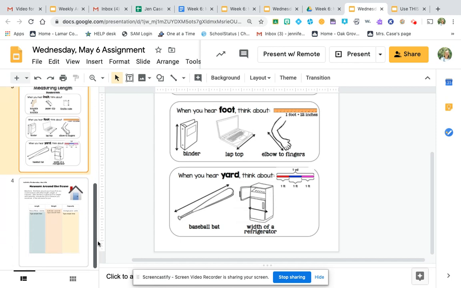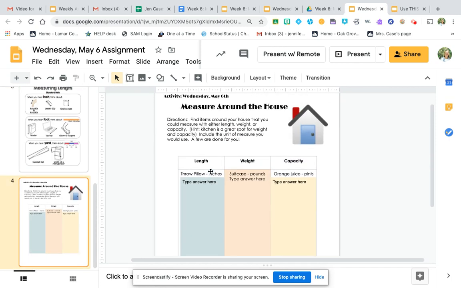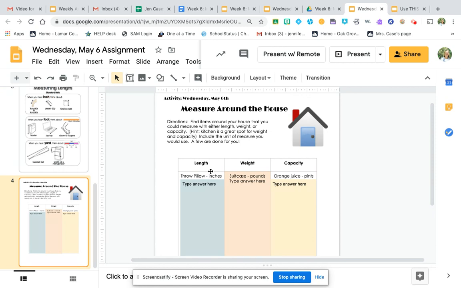Today's activity is called Measure Around the House. It says to find items around your house that you could measure, either their length, their width, their weight, or their capacity. It says hint, look in the kitchen, lots of things for capacity and weight there. It gives you an example. You could get a pillow and measure that in inches. You could weigh a suitcase and see how many pounds it is. And you could look at an orange juice container and see how many pints it is.